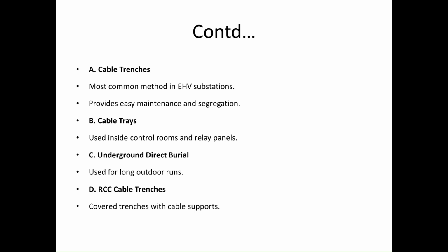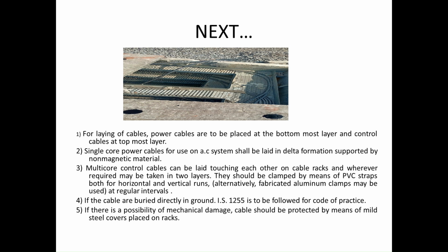So these are the four methods of cable laying: through cable trenches, through cable trays inside the control room, underground burial for long outdoor runs, and RCC cable trench with cable support. Here you can see in the RCC cable trench, through different types of cable trays, we are laying different cables, that is the power cable, control cable, and data cable, according to the IS standard mentioned here.